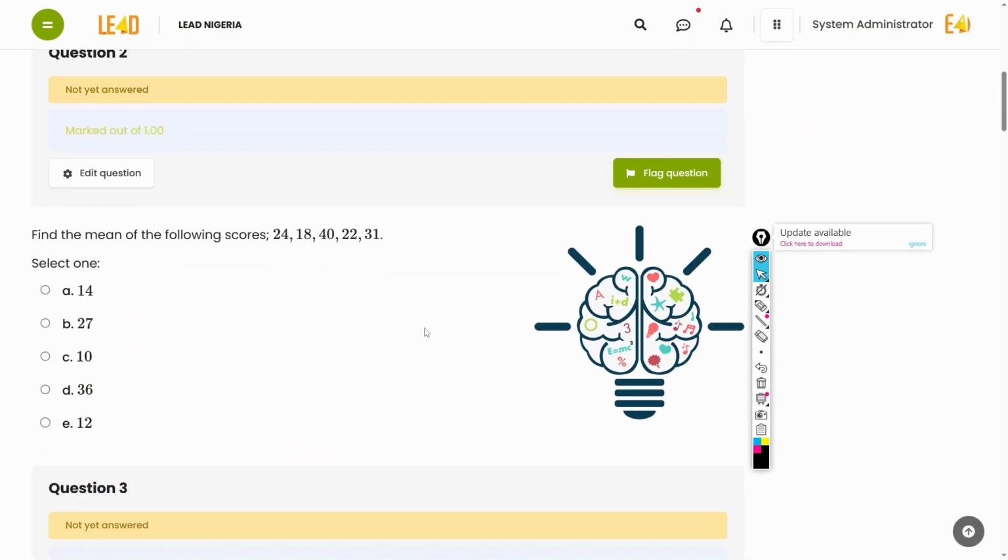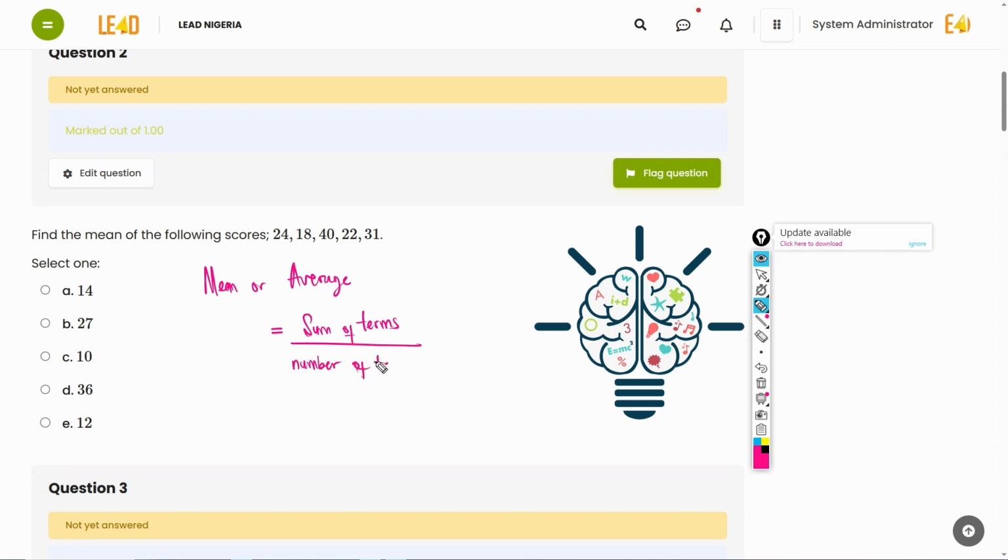Okay, number 2 says calculate the mean of the following scores. Mean or average is equal to the sum of all the terms divided by the number of terms. So that would be 24 plus 18 plus 40 plus 22 plus 31, and then divided by the number of terms. How many terms do we have? 1, 2, 3, 4, 5, divided by 5.